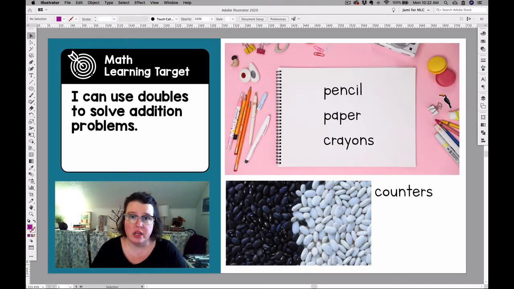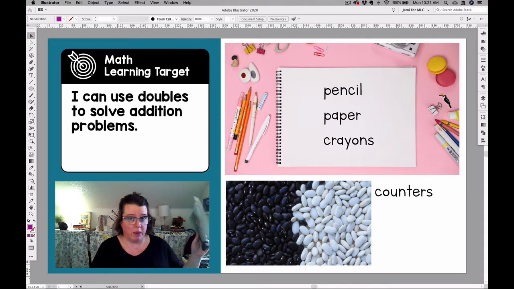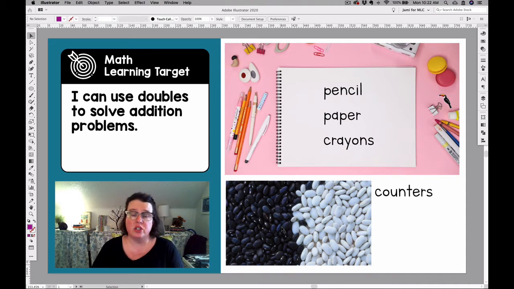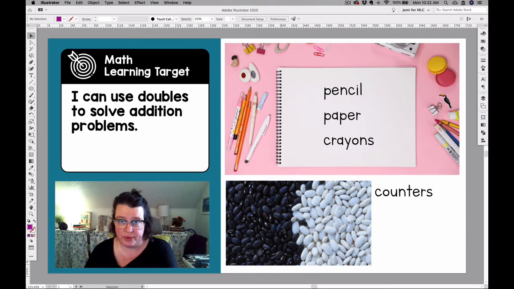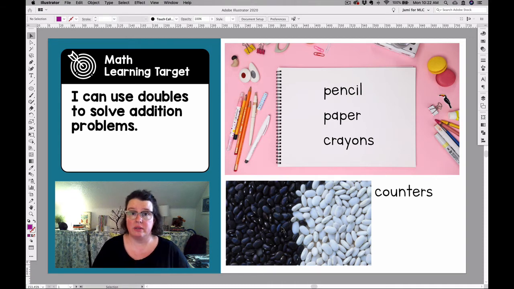Before we get started, here's what you need. You're going to need something to write with and something to write on. Yesterday we talked about maybe starting a math journal. If you have one, great. If not, just grab some paper and a pencil and some counters. You will need your counters today. In fact, you're going to need them right now. If you don't have any counters, it's okay. I'm going to show you how to do this using crayons. But if you have some, go ahead and get them out.